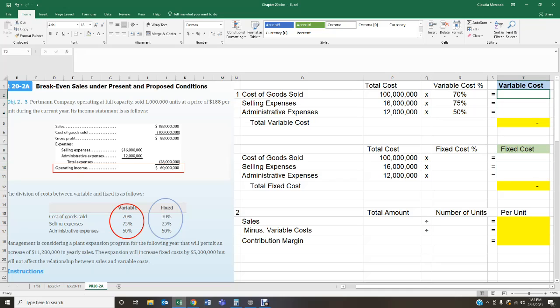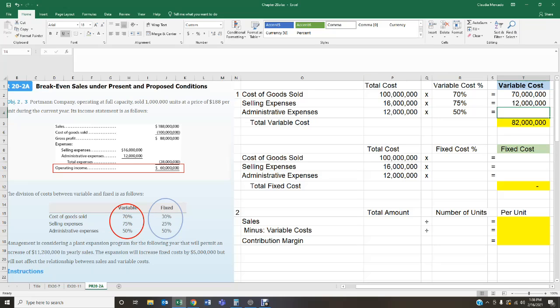So what are we doing? Well, what I do is I get my total cost and I multiply it by my variable cost, and that gives me 70 million. Okay, so out of the 100 million cost of goods sold, 70% of that is going to variable, which is 70 million. Okay, selling expenses, we've got 16 million in selling expenses. 75% is variable, so that means that I'm going to get 16 million times 75%. That means 12 million of those are going to be your variable cost.